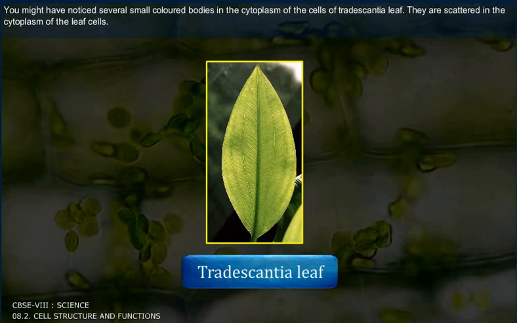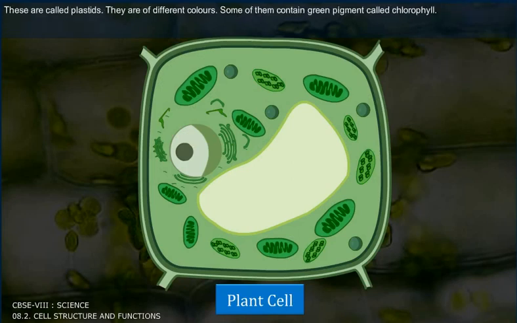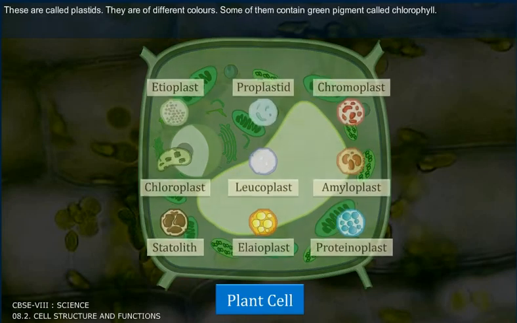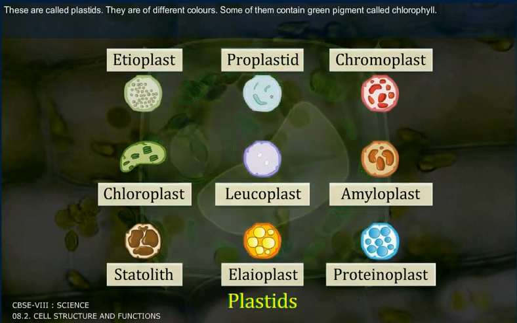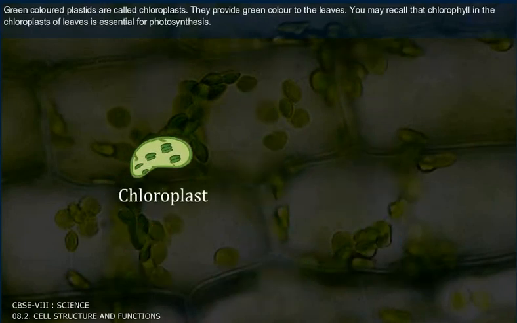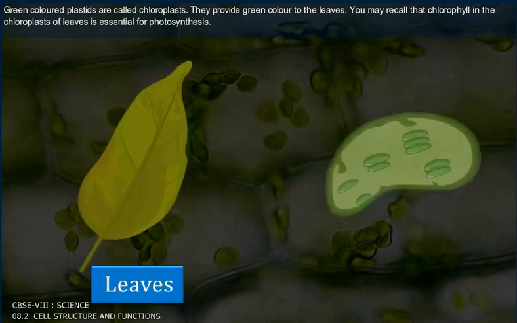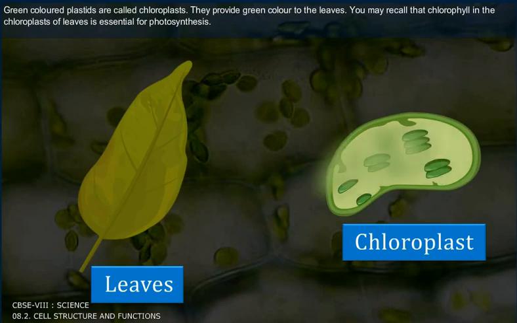You might have noticed several small colored bodies in the cytoplasm of the cells of the Rhoeo leaf. They are scattered in the cytoplasm of the leaf cells. These are called plastids. They are of different colors. Some of them contain a green pigment called chlorophyll. Green-colored plastids are called chloroplasts. They provide green color to the leaves. You may recall that chlorophyll in the chloroplasts of the leaf is essential for photosynthesis.